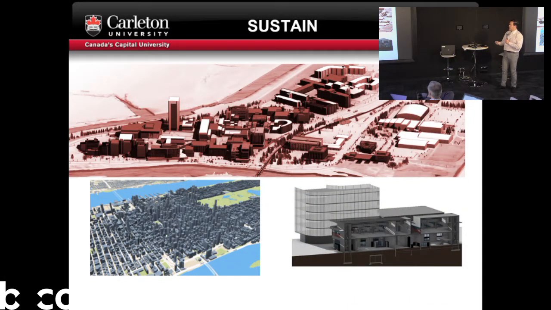So as you can see, this is a BIM version of the Carleton University campus. These are all of the buildings in the campus. This is a geographical information system representation of downtown New York City, the Central Park over there. And this is an actual building. This is the School of Architecture, and they're building a building over there.